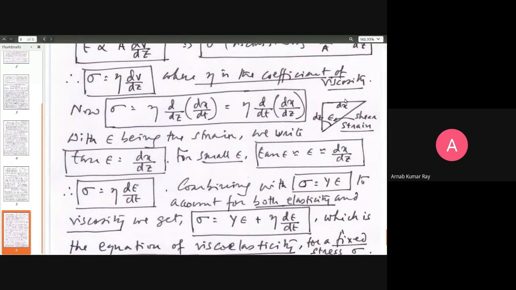But that's a different discussion, and I don't want to get into that complicated discussion. Let's just say that this epsilon is small. So epsilon being small will mean tan of epsilon can be approximated to be epsilon. So epsilon is approximately dx dz. And so in this formula, sigma is equal to eta d dt of dx dz, where dx dz is substituted with epsilon, and you have sigma is equal to eta d dt of epsilon.